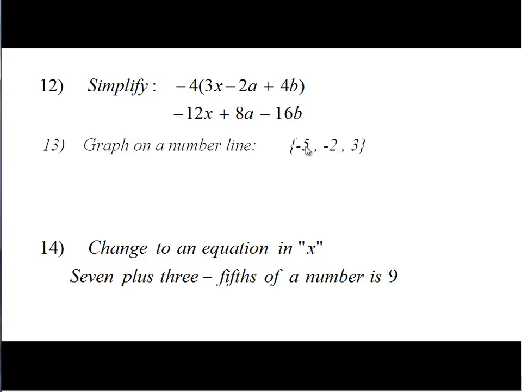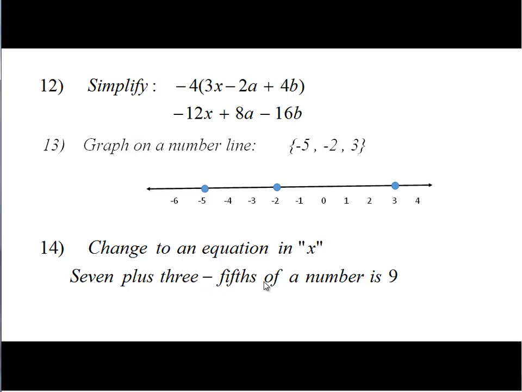Okay, graphing on a number line, that just means these are going to have dots over them. So I make a number line, and I put dots over the numbers. I have my 0, 1, 2, 3, 4. 3 gets a dot. -1, -2, -3, -4, -5, -6. -5 gets a dot, and the -2 gets a dot. Those all get dots.